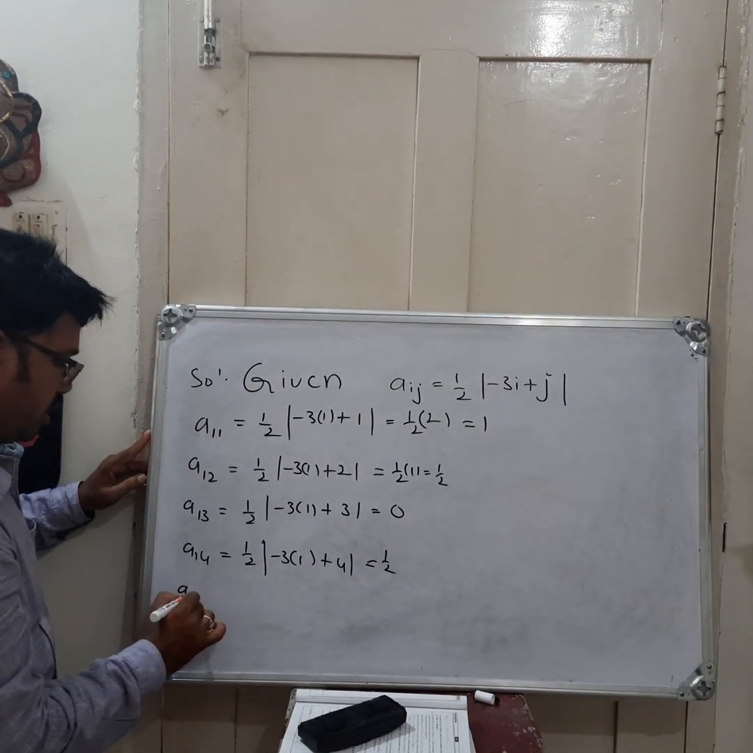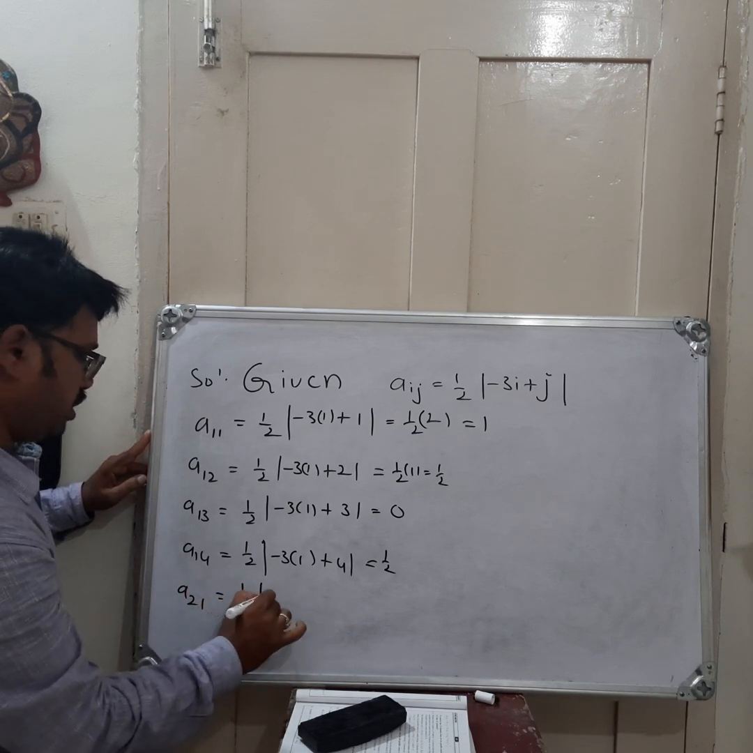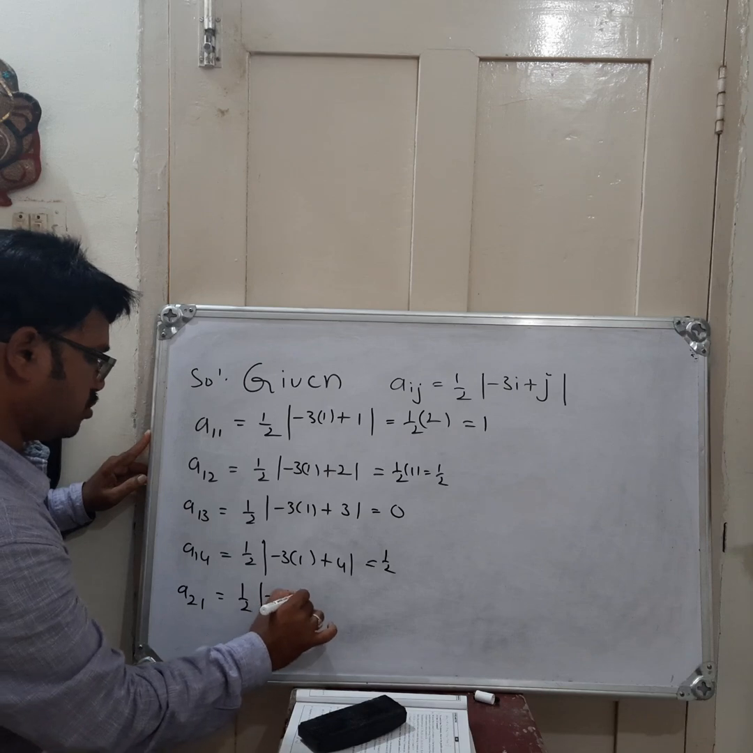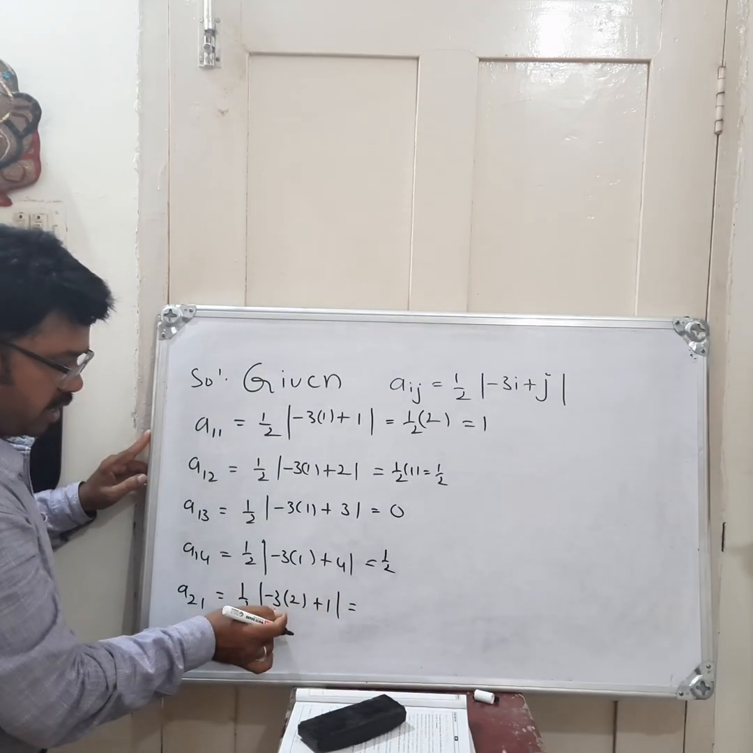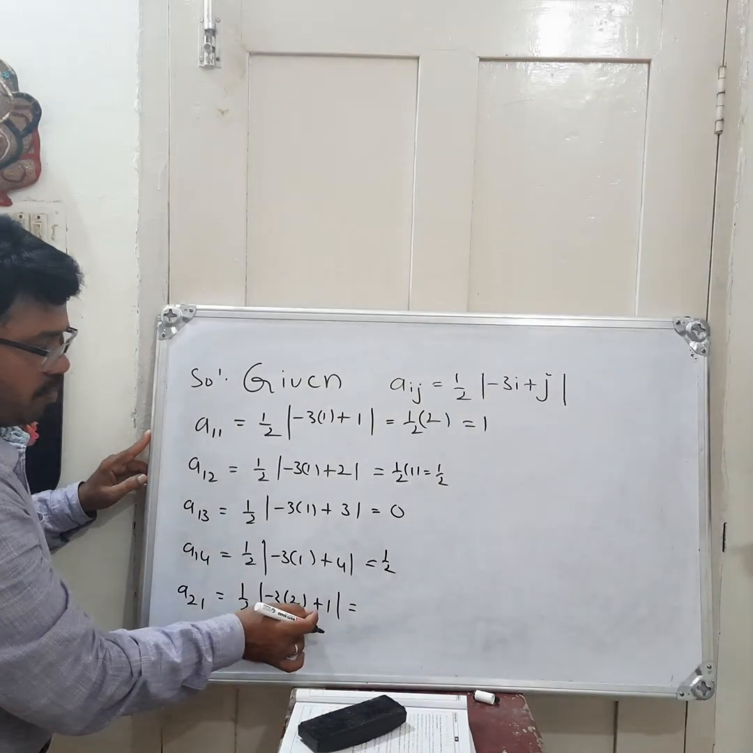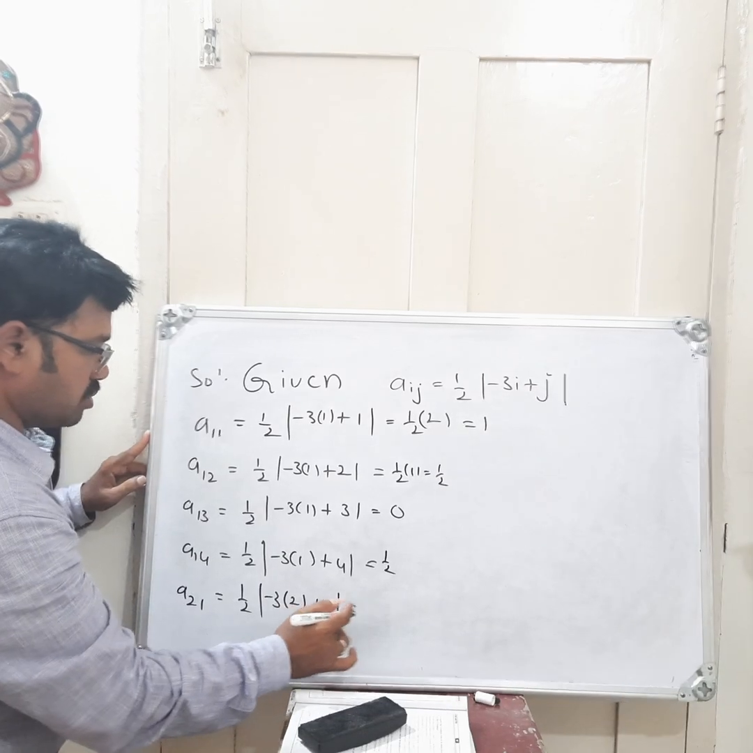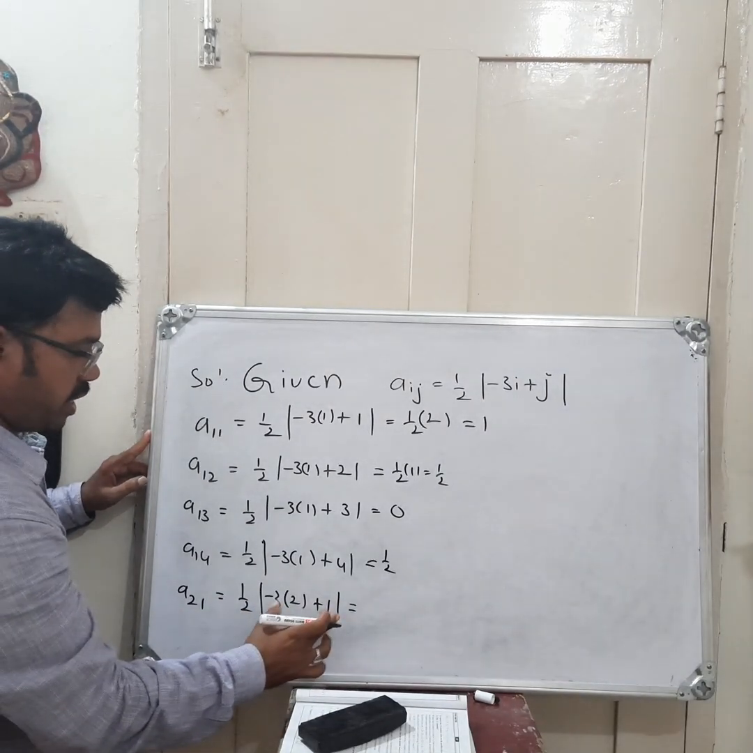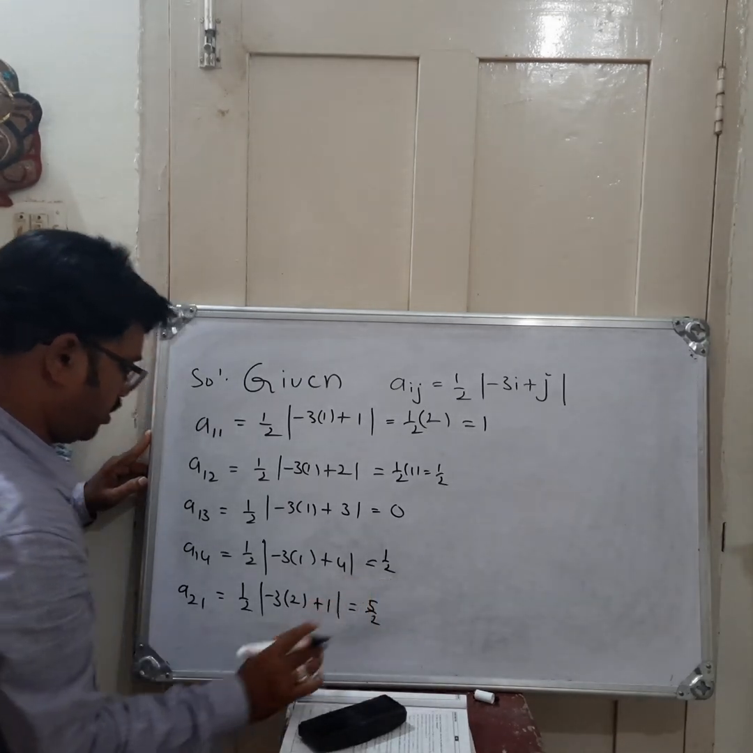Next element is A21. So 1 by 2, here minus 3 into i value is 2 and j value is 1. Then minus 3 into 2, minus 6. Minus 6 plus 1 is the value minus 5. Due to modulus, minus 5 becomes plus 5. 5 into 1 by 2, the value is 5 by 2.